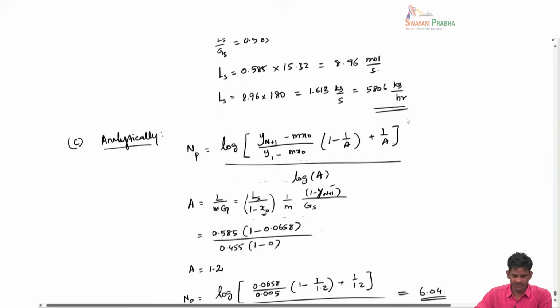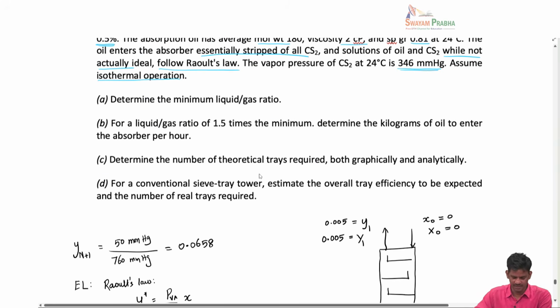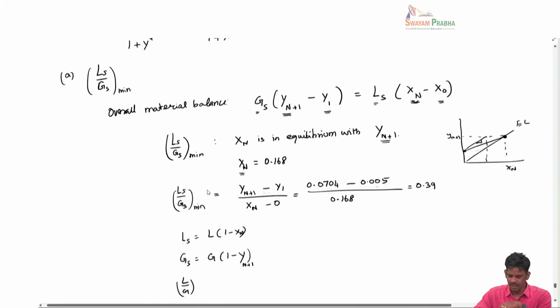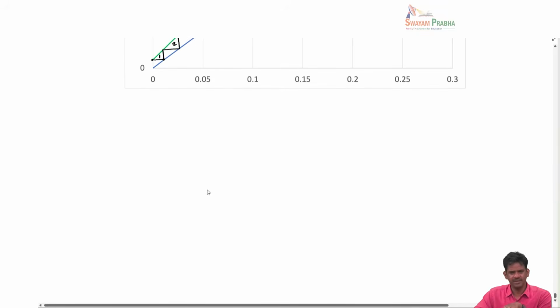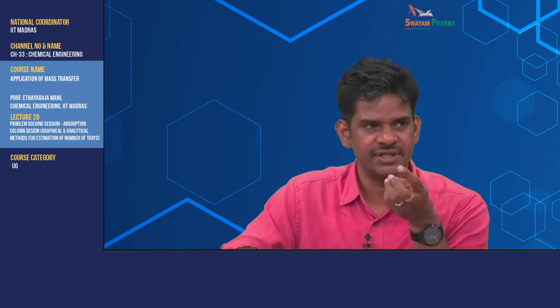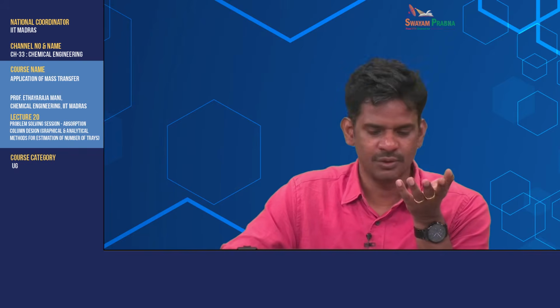So the final part of the question was to find out, for a conventional sieve tray tower, the overall tray efficiency to be expected and the number of real trays required. We have found only the number of theoretical trays, or theoretical stages, analytically and graphically, but to calculate the real trays, we need to know the overall stage efficiency. In this problem, information such as the column height, liquid height, mass transfer coefficient, or the interfacial area, none of those details are given. So we are going to use an empirical way of finding the overall efficiency.